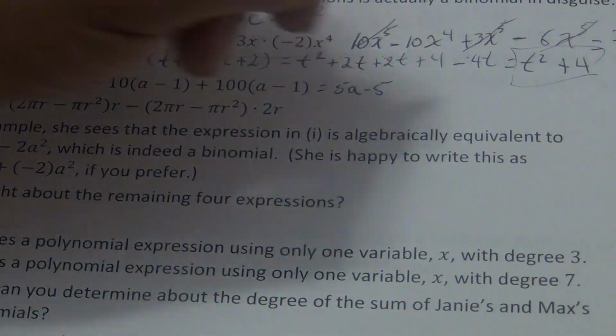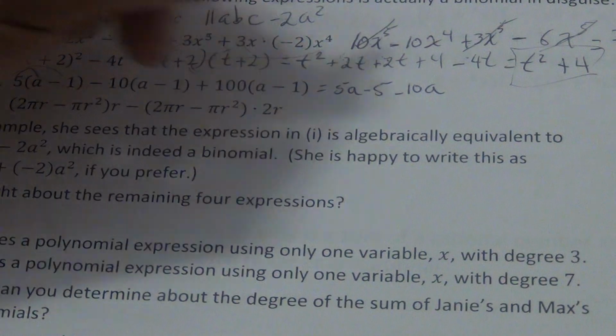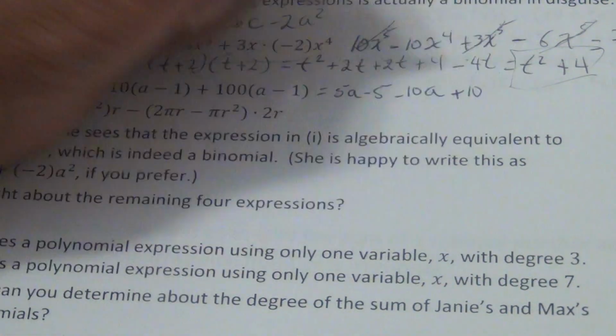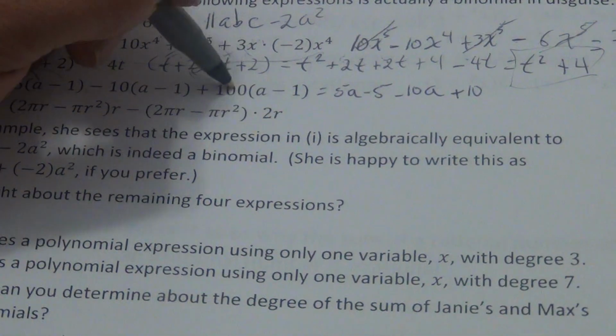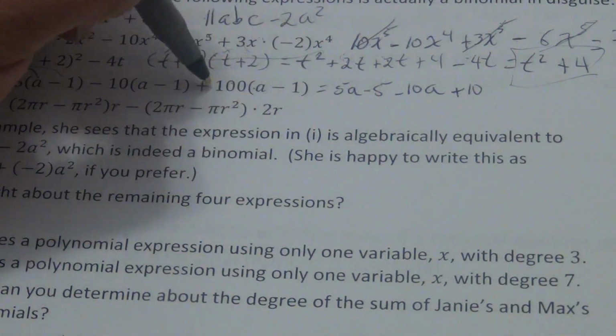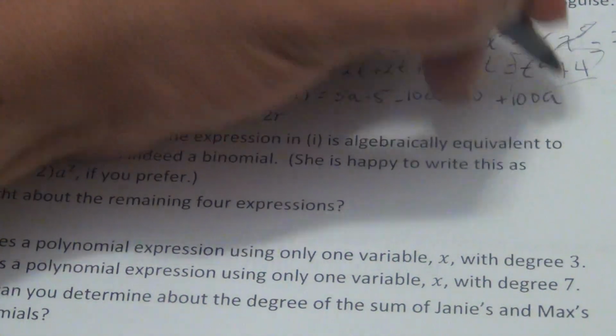And now we have to use the distributive property over here. -10 times a is -10a. And then -10 times -1 is +10. Negative times negative is positive. Plus 100 times a minus 1. Okay, positive 100 times a is positive 100a.